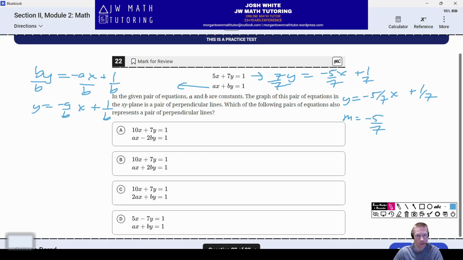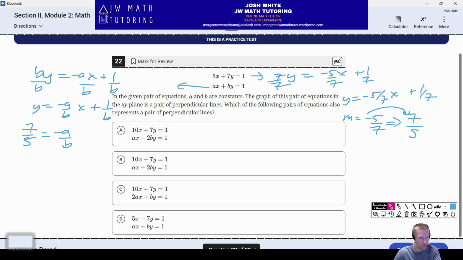Okay, so these lines are perpendicular. That means that the slope of one is the opposite reciprocal of the other. So if the slope of the top line is negative 5/7, then a perpendicular line will have a slope of 7/5, the opposite reciprocal. The negative becomes positive and we flip the fraction, 7 to bottom, 5 to top. Therefore, the slope of the second line, which is negative a over b, will equal positive 7/5.